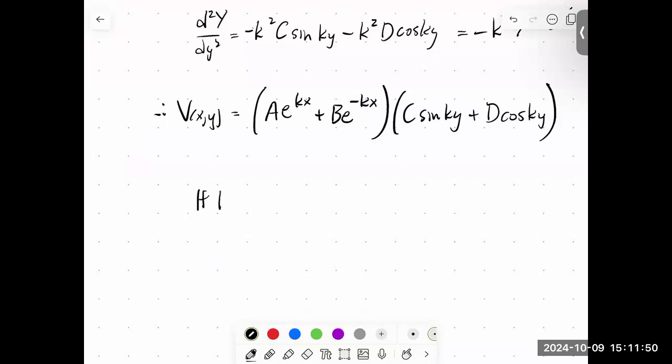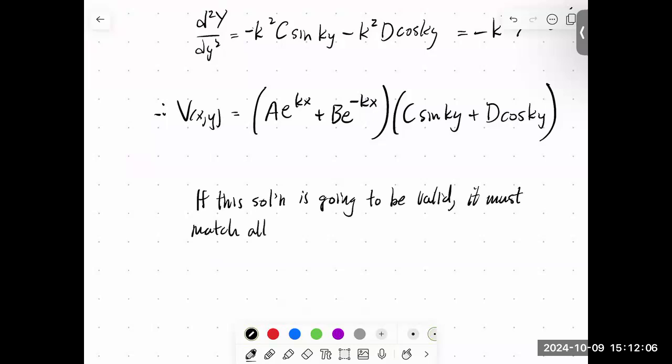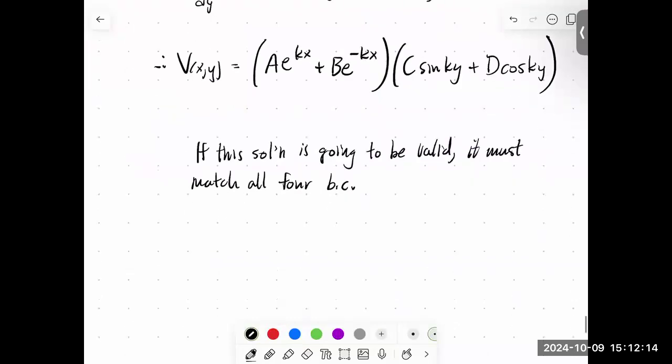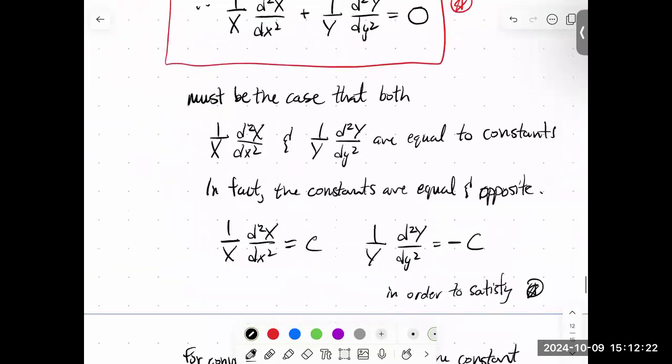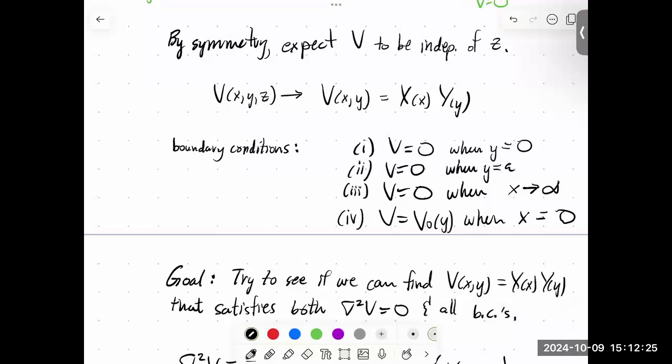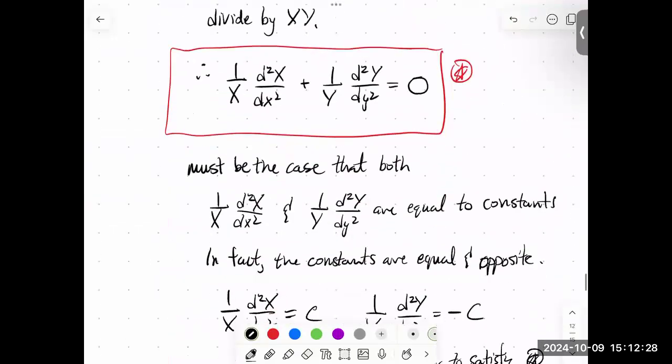So if this solution is going to be valid, it must match all 4 boundary conditions. Okay, so this is where the physics, now we're doing physics. Okay, 1. What was our first boundary condition? V equals 0 when y equals 0. Okay.